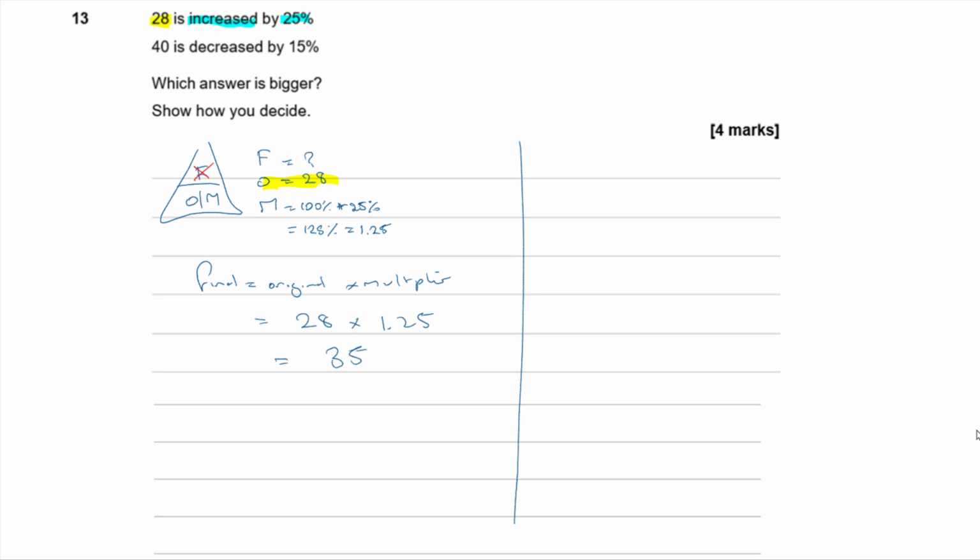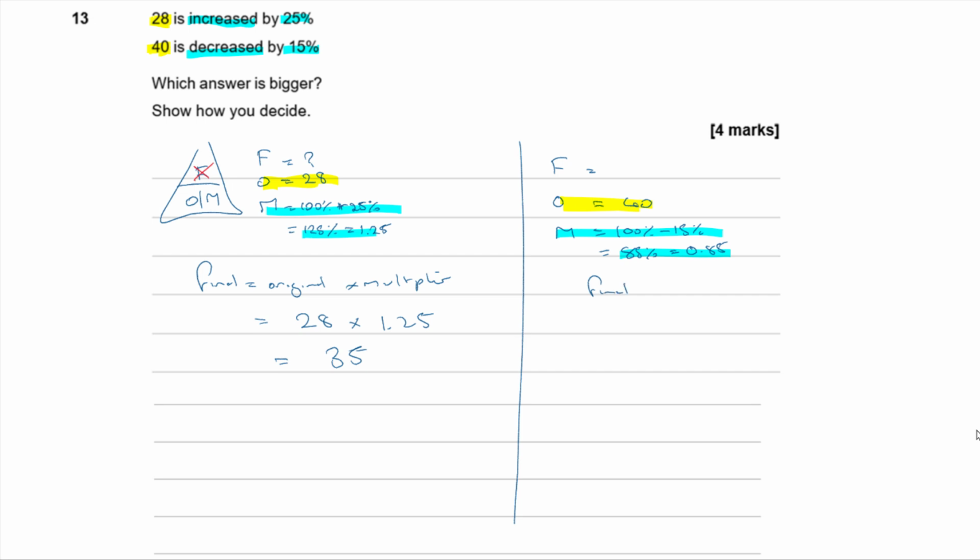Now, on the other side, I've got final, original, multiplier again. I've got 40 this time, so that's going to be my original value. And then this time I've got a decrease of 15%. So again, we're going to be starting with 100% and subtracting 15% this time. So 100 take away 15, that's 85%. And 85% as a multiplier is 0.85. Okay?